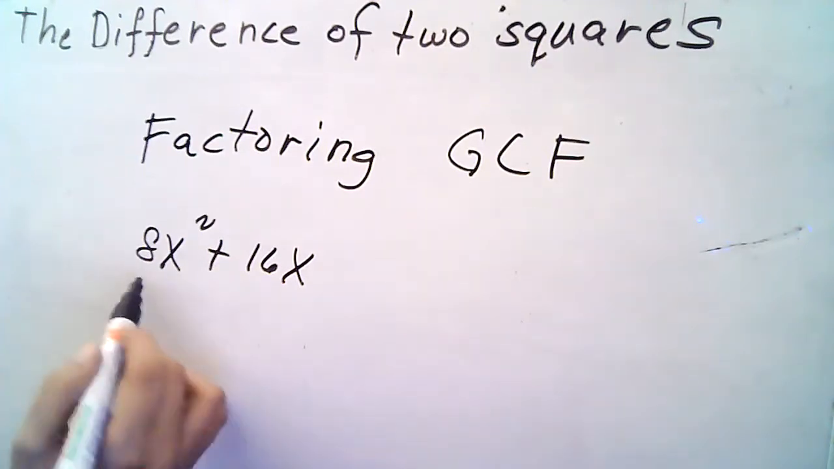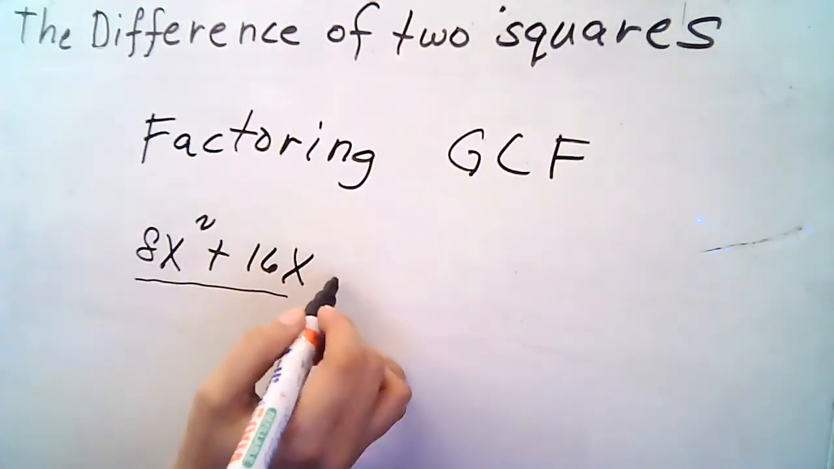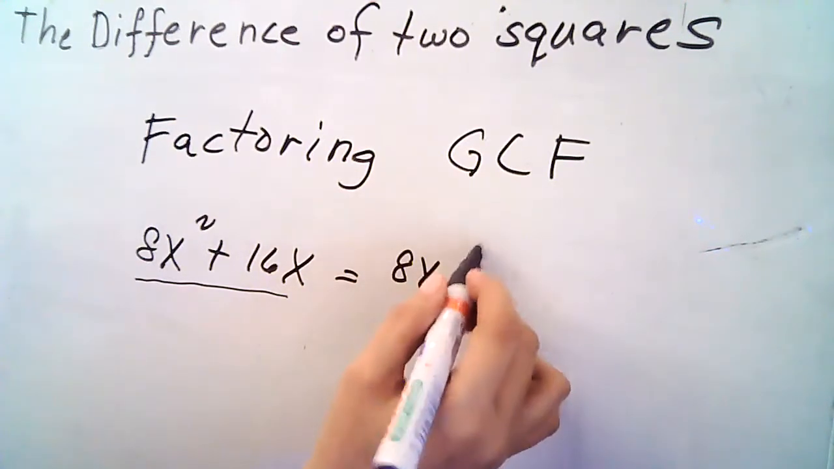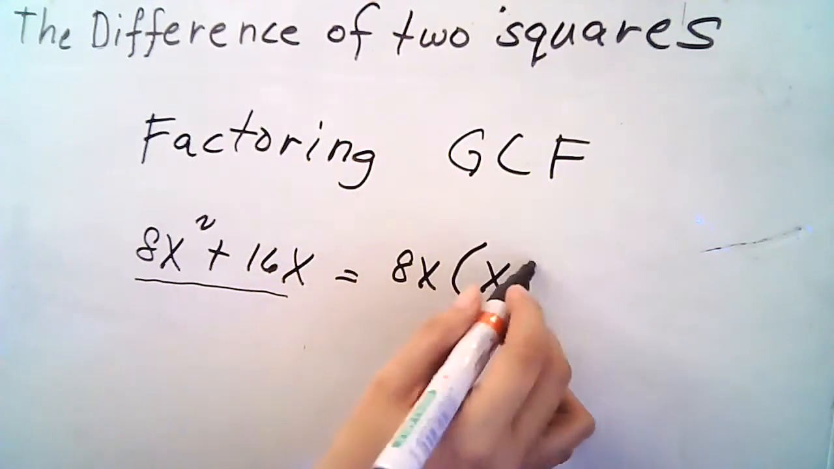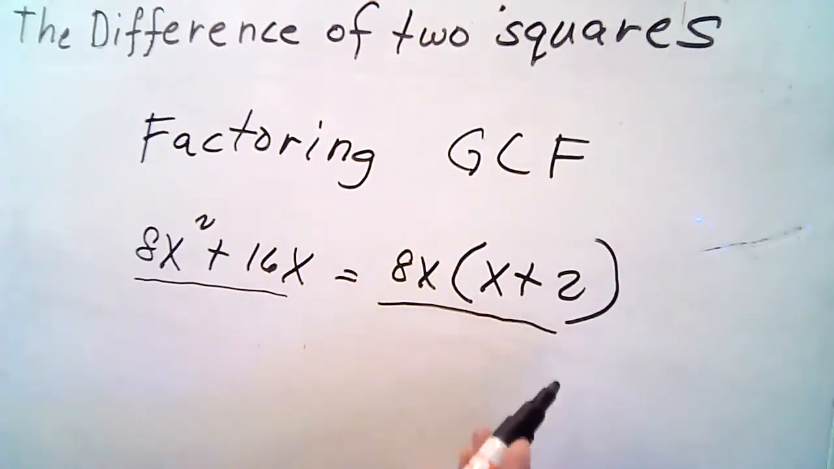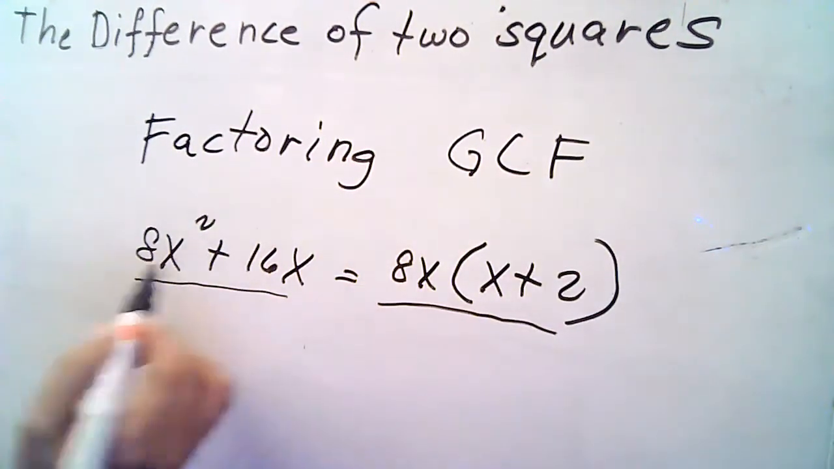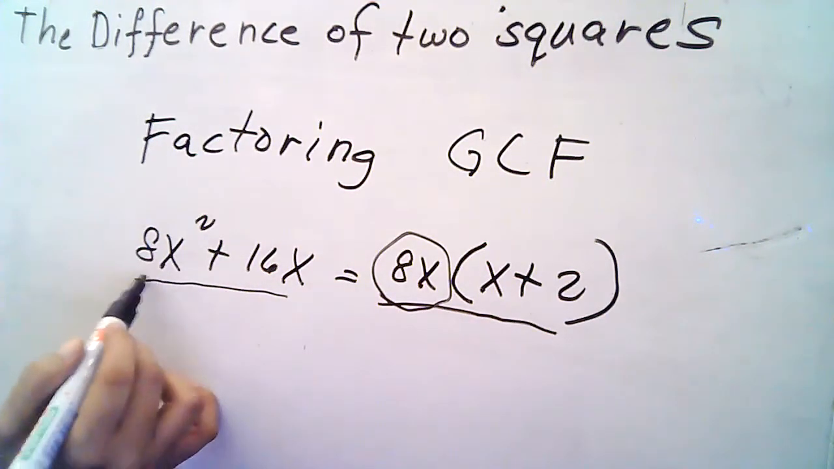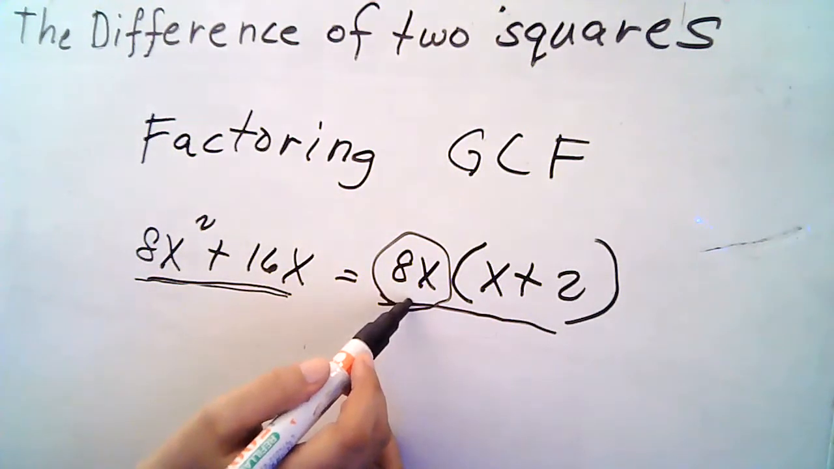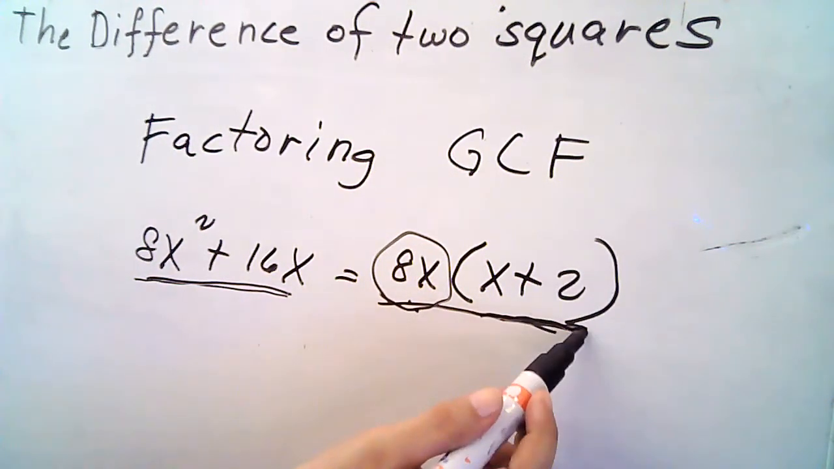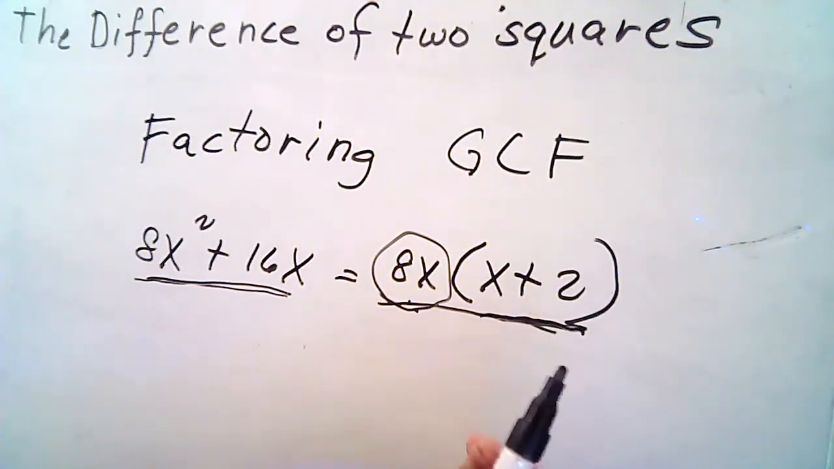We know that a polynomial can be factored as a product of a monomial times another polynomial. So how did we get this factor? First, we find their GCF, which is 8x, and then we divide this expression by 8x. That's how we obtain the second factor. So anyways, that is just a quick review.